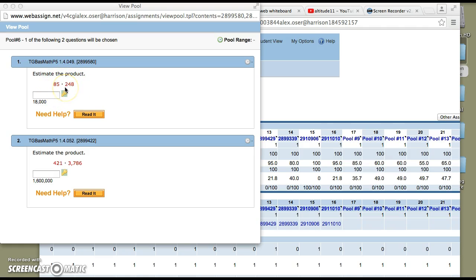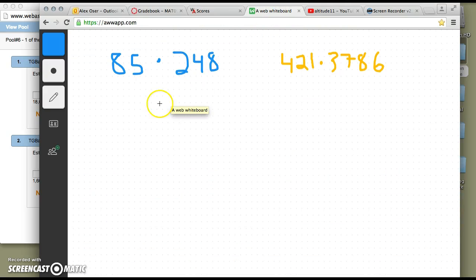All right, so what we do is we use something called front-end rounding. These are the two problems that we have to do. We need to estimate 85 times 248, and that's the one that we'll start with. We also are going to estimate 421 times 3,786. But let's concentrate on this problem first. We want to estimate 85 times 248. As I said, we're going to use front-end rounding to estimate what this is.